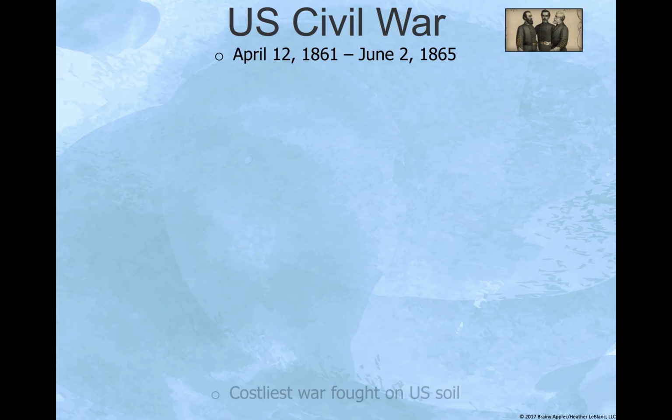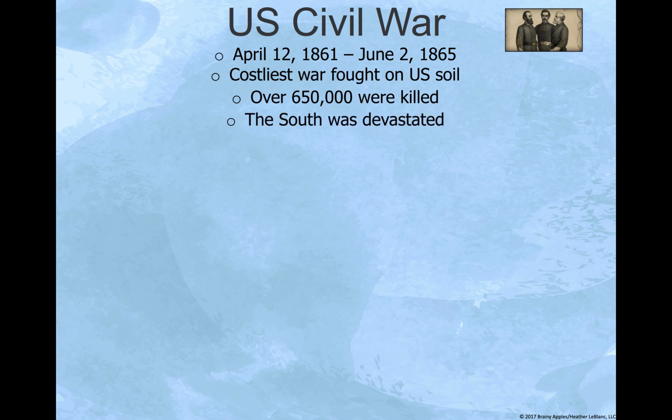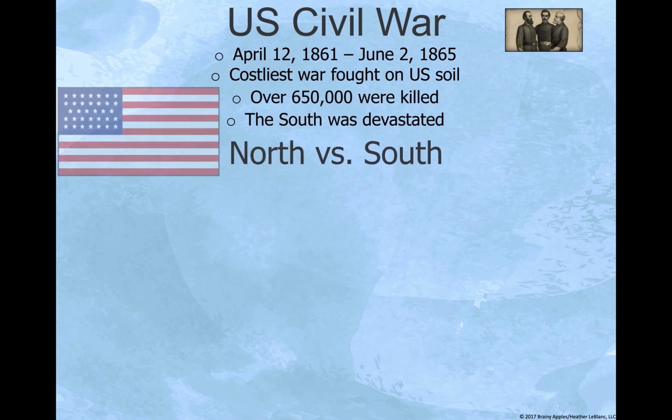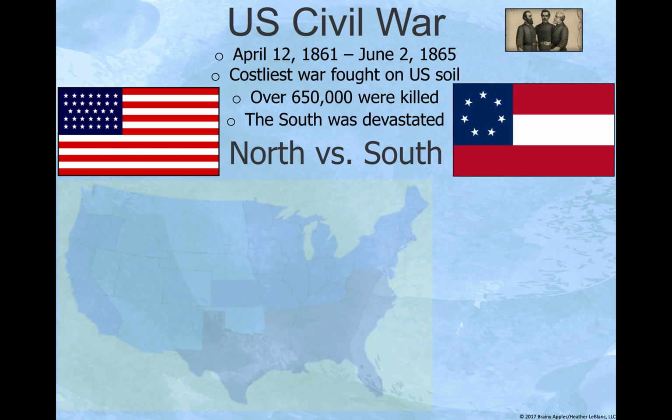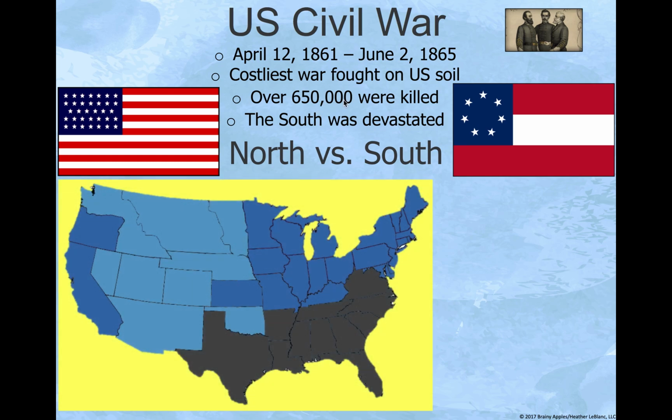So the U.S. Civil War took place during these dates. It started on April 12th, 1861, and it lasted up until June 2nd, 1865. And it was the costliest war fought on U.S. soil, meaning that war cost the most money out of any other war that was ever fought on U.S. soil. And over 650,000 U.S. citizens were killed, and the South was devastated.